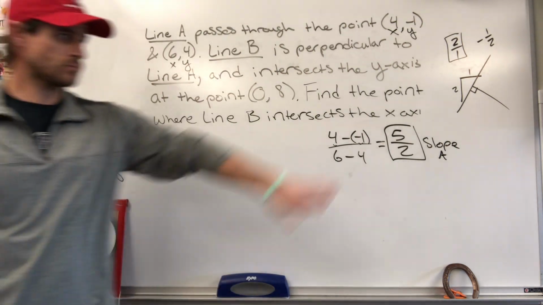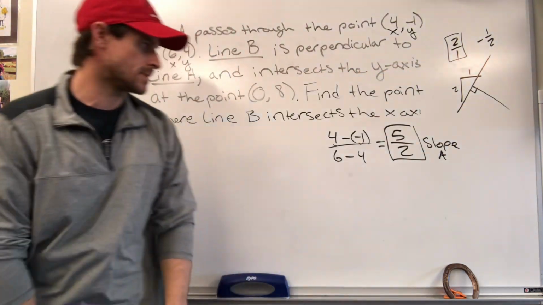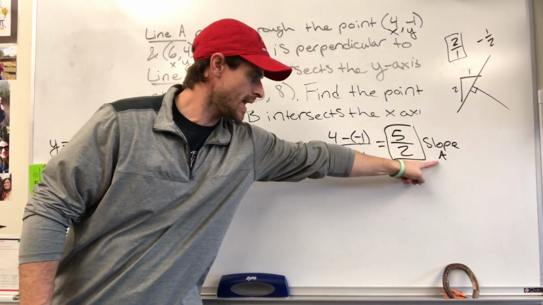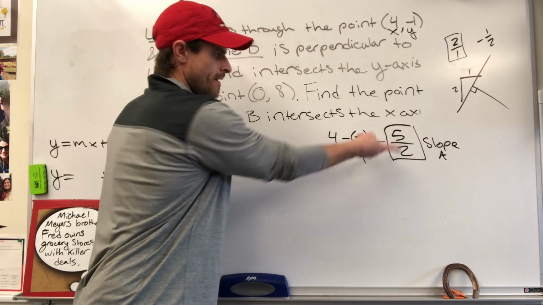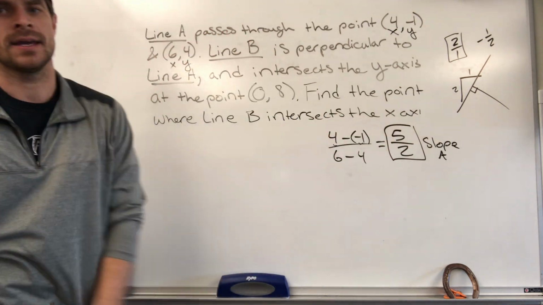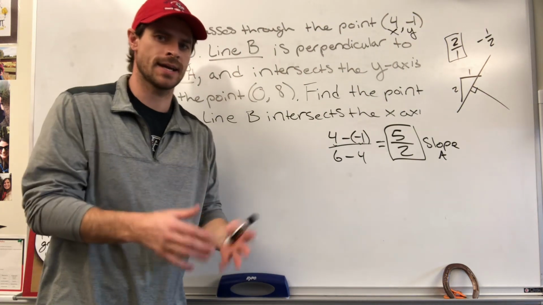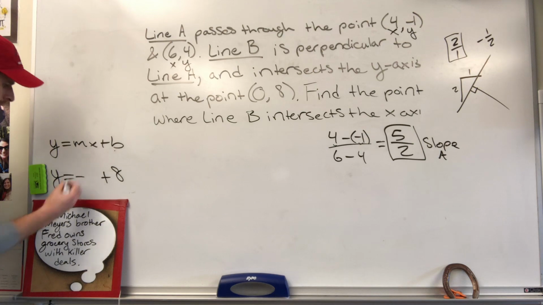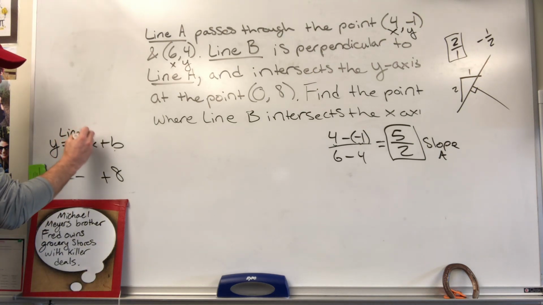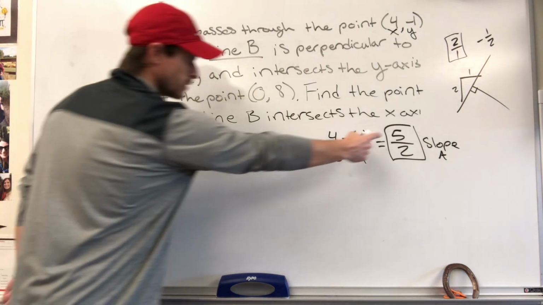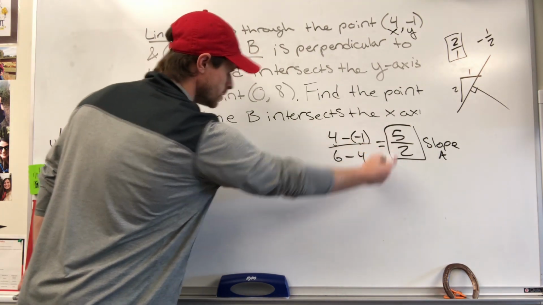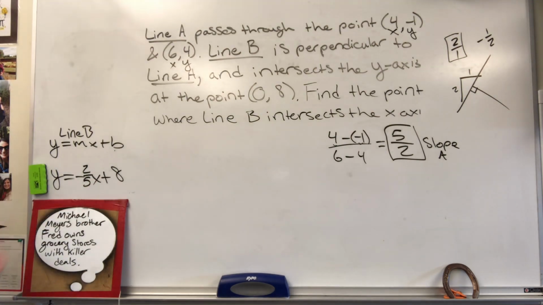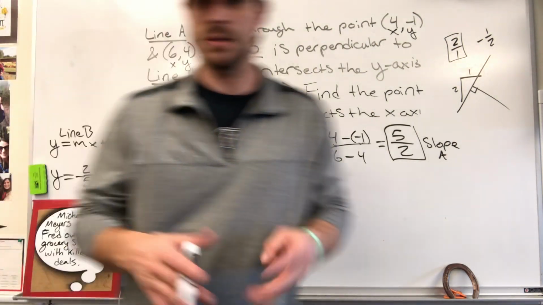Now, remember what we talked about with perpendicular lines. If line B is perpendicular to line A, we need to take that, flip it, and change the sign. That's a positive, so our slope over here has to be a negative. Remember, this is for line B, which is perpendicular to line A. 5 over 2 needs to change to negative 2 over 5, and voila, we have our slope for line B.